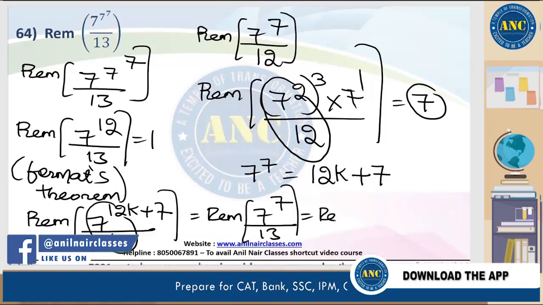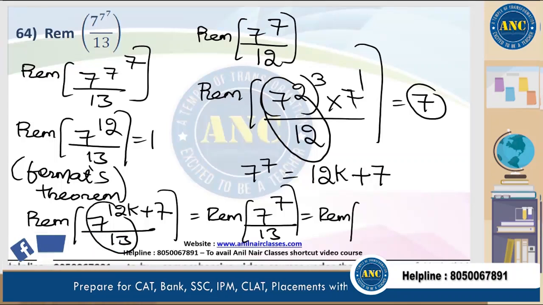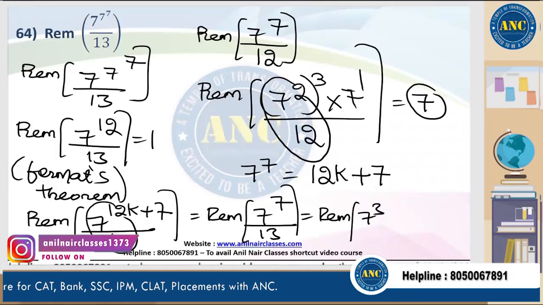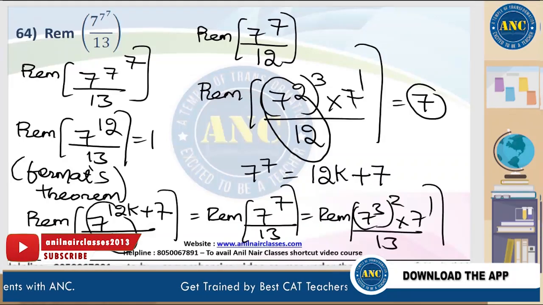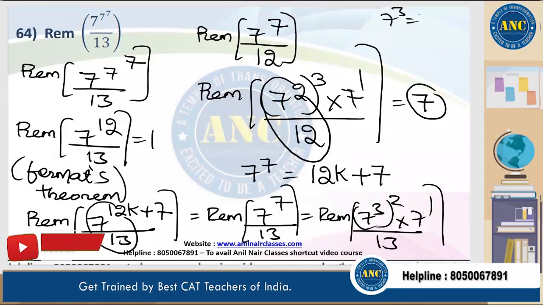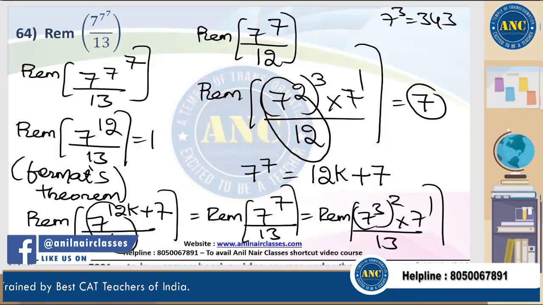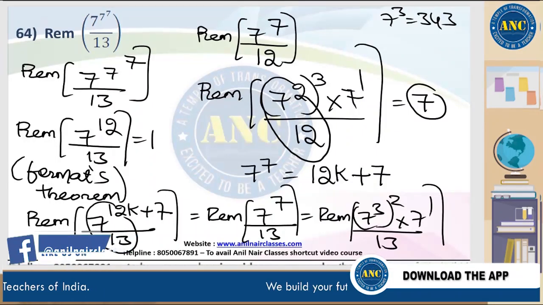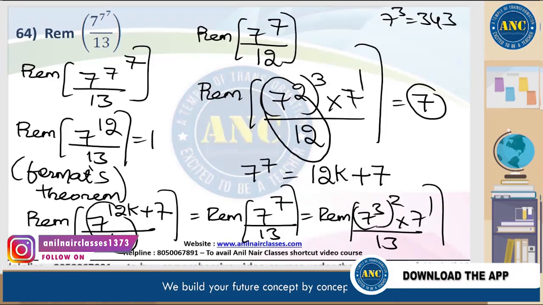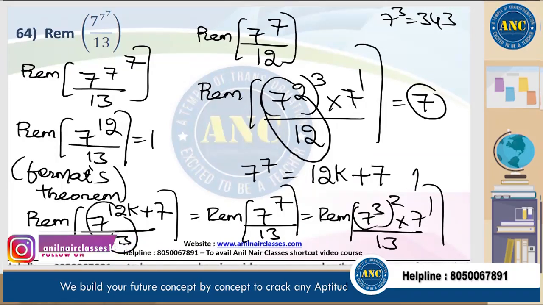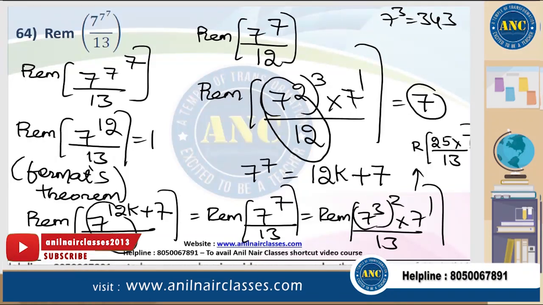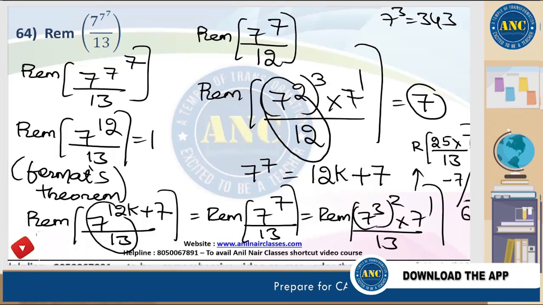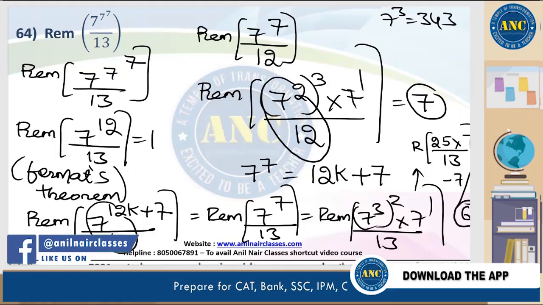So you can use any 7 cube whole square into 7 power 1 divided by 13. 7 cube is 343. 343 when divided by 13: 13 twos are 26, 83, 13 sixes are 78, 5. 5 square into 7, which is nothing but 25 into 7 divided by 13. 13 twos are 26, minus 1 into minus 7. So the positive remainder will be 6.